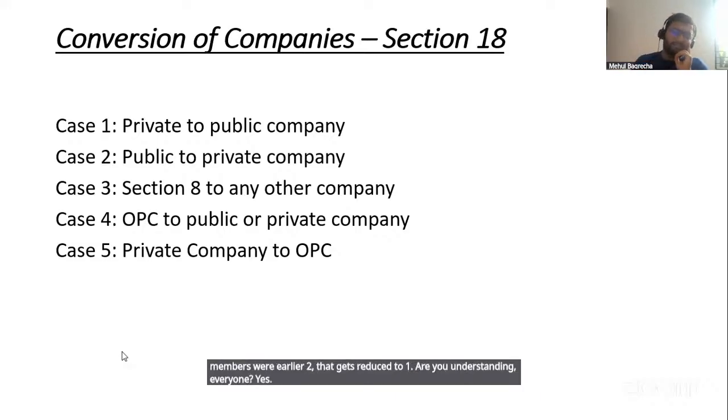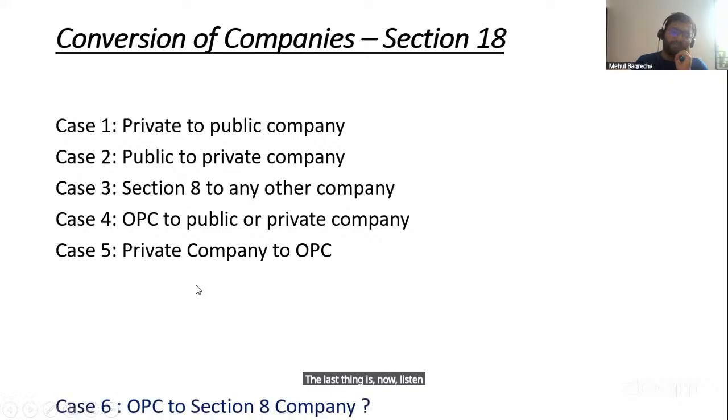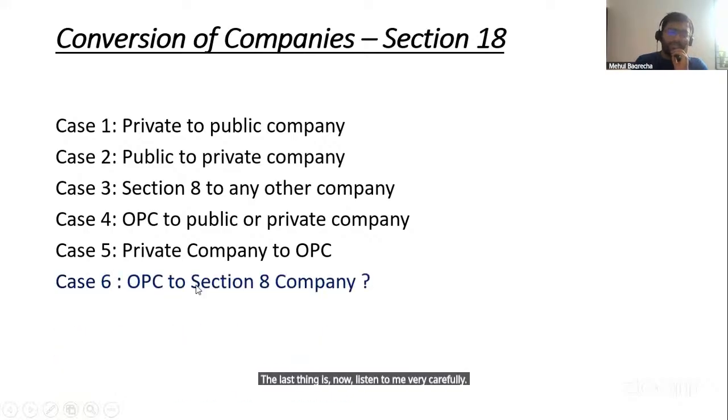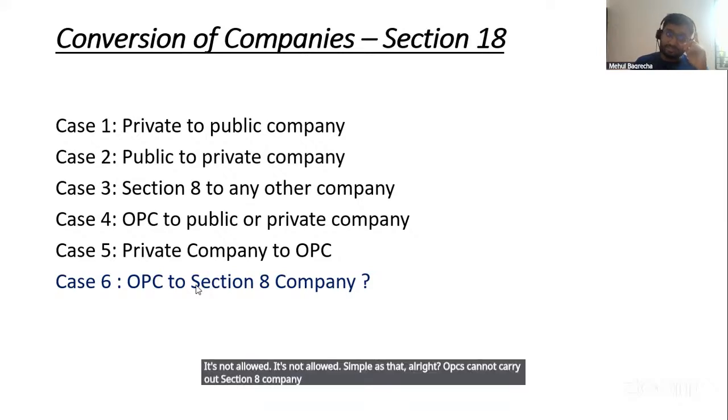The last thing is now. Listen to me very carefully. OPC to Section 8 company. I want to convert. What is the mechanism? Cannot be converted. Cannot be converted. Sorry, why? It's mentioned in the definition, not allowed. It's not allowed. Simple as that. All right. OPCs cannot carry out Section 8 company work. We have discussed this when we were discussing your entire chapter on OPCs as well. Do you recall the topic?